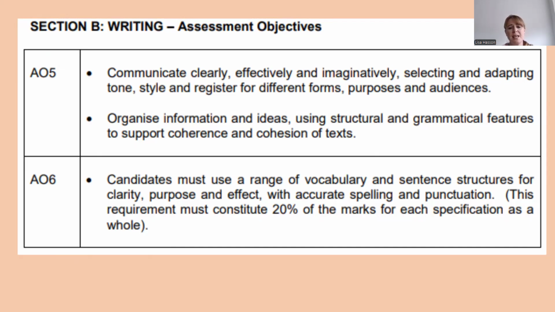And assessment objective 6, using a range of vocabulary and sentence structures for clarity, purpose, and effect with accurate spelling and punctuation. Now, in terms of this, if you are writing for a very relaxed audience, such as for a blog, you're writing to a young audience, for example, that doesn't mean that you ditch your language that is appropriate for purpose and effect. You might not be coming out with really high-level vocabulary, but you will be showing that you're using words for a particular effect. So you can still hit that criteria if you think carefully about the language choices that you choose. Showing off your knowledge of things like direct address, alliteration, fact, opinion, and so on, if relevant.